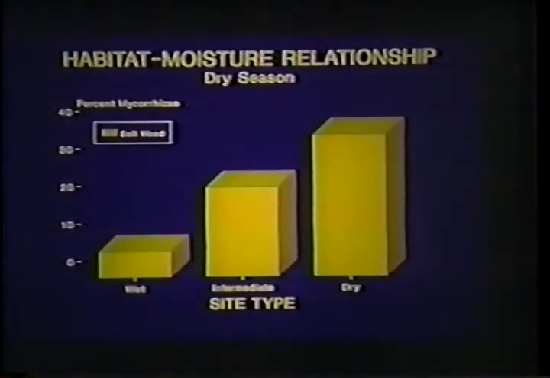So when we take a look at the dry season specifically and look across three different habitat types, the one on the right is quite a dry one. That's a Douglas fir ninebark in western Montana. You see, it's extremely important to late season growth on those sites, as determined by mycorrhiza. So this is the dry season of a dry site. So the moisture relationships here are extremely important to this process.